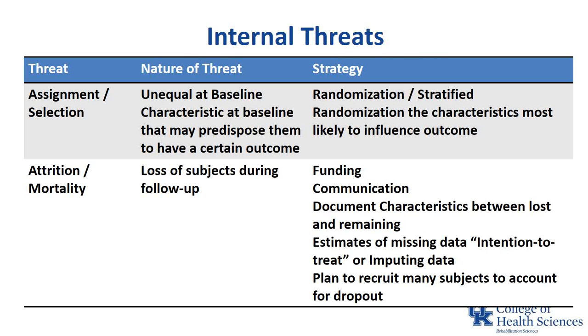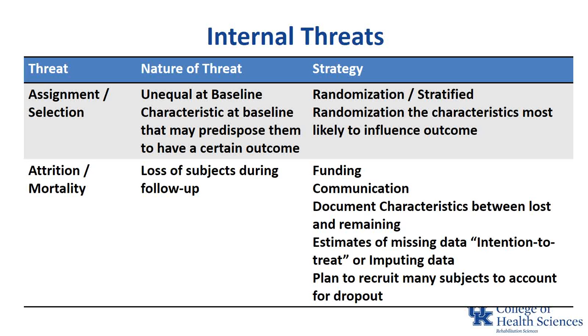So I just want to go through a few threats. We've talked about assignment or selection, trying to make sure they're equal at baseline. Randomization really helps with that. With those of you working with children or younger populations, as they mature, things change, and so you have to consider maturation. Oh, sorry, I'm looking at the wrong one. This is attrition, so this is fallout. Maturation is the opposite side of that.